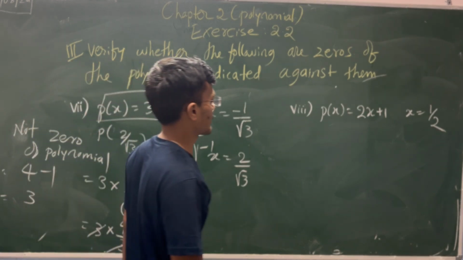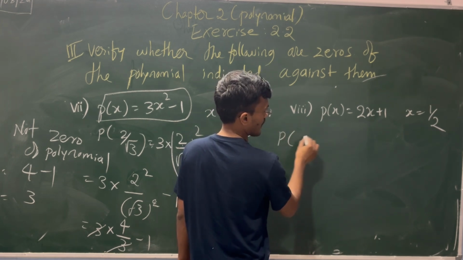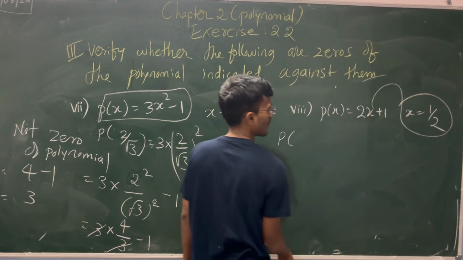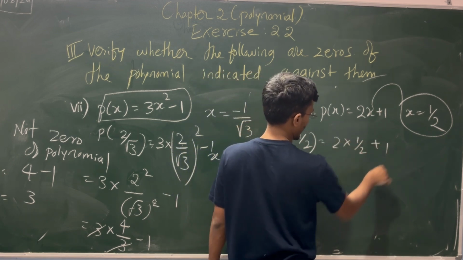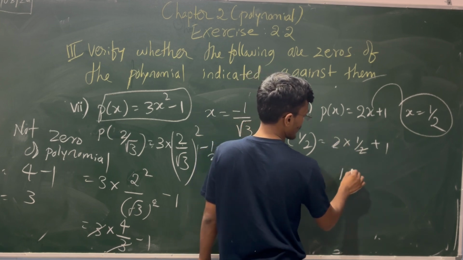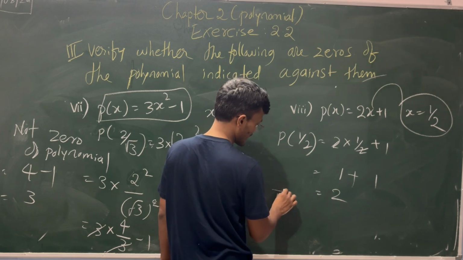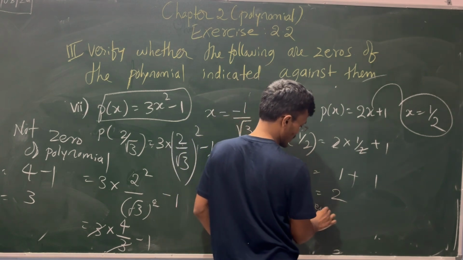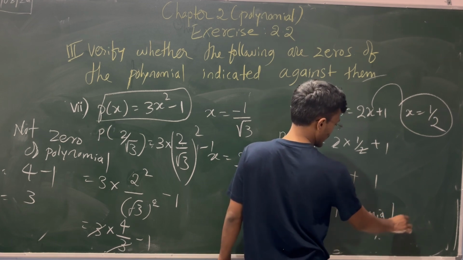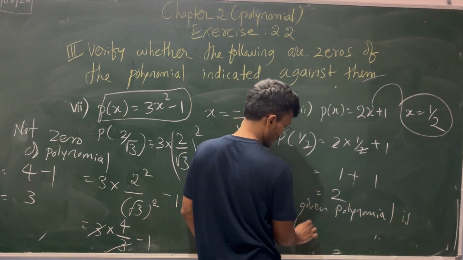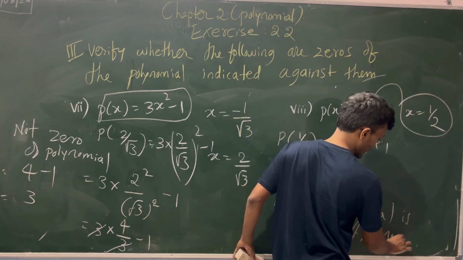Next we will move on to another question. P of x, x means 1 by 2, 2 into 1 by 2 plus 1. 2 cancels, 1 plus 1. So 2. The given value is not a zero of the polynomial.